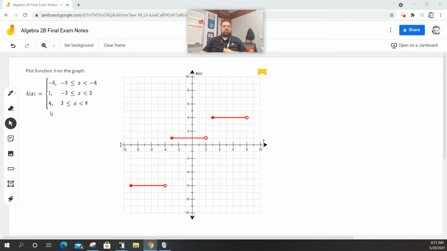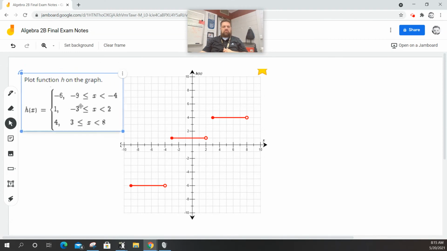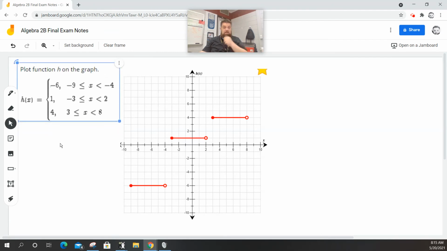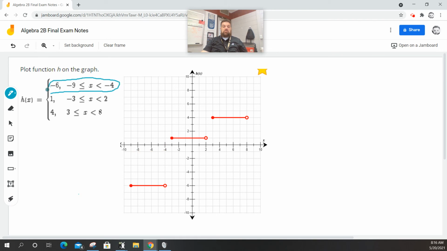All right, so for this one, what we're going to do is we're asked to plot this piecewise function. And piecewise function just means that from x from -9 to -4, so from here to here in the x direction, we're going to plot the line y equals -6. So this portion right here, this little line right here is y equals -6. That's what that means.